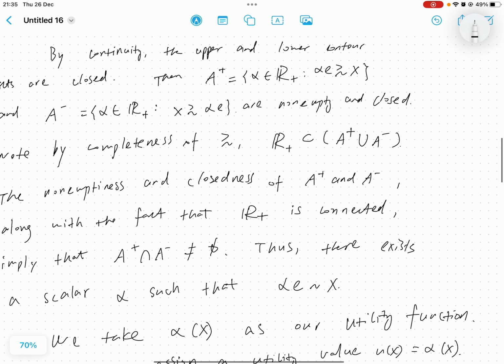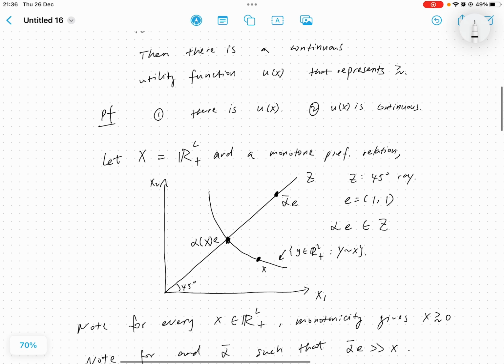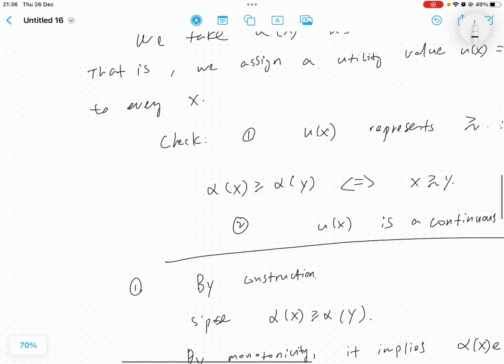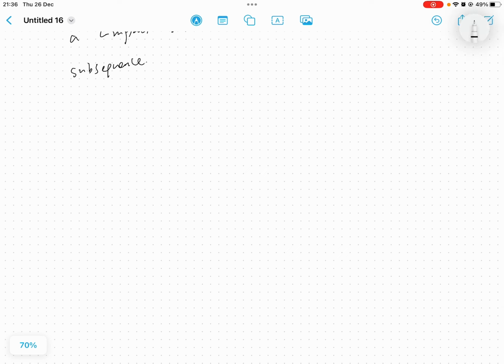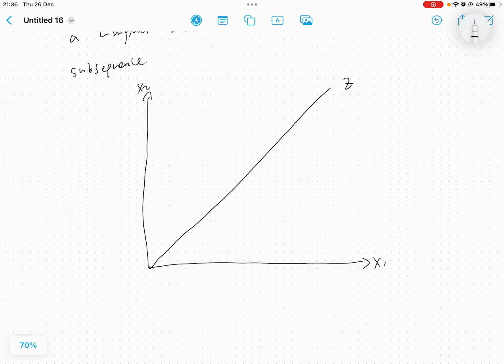So in the little figure that we had here, perhaps we should have another little figure because we're going to draw something else. Okay, so this would be the two-dimensional x space. Okay, x1, x2, and let's say this is the 45-degree line of z. Okay, and suppose this would be the indifference curve or the indifference set for x, and let's put this x here, maybe something higher. Okay, let's put this x here.